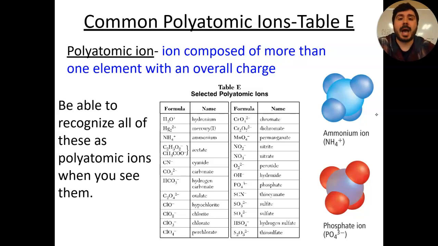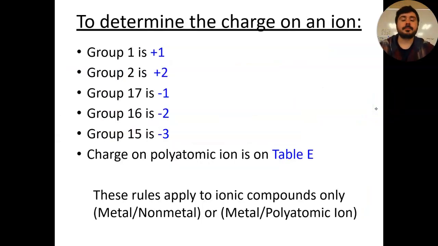A polyatomic ion is an ion composed of more than one element with an overall charge. If you look at all these different examples of polyatomic ions present here in Table E, we can see that every single one of them is going to have at least two elements present in them. Hydronium, H and O. Mercury, Hg twice. Ammonium, NH. All of them have this rule of having at least two elements or more. Again, be able to recognize them, not memorize them.